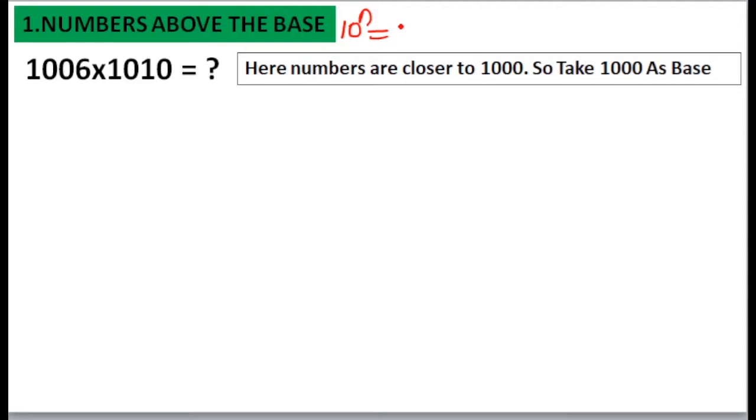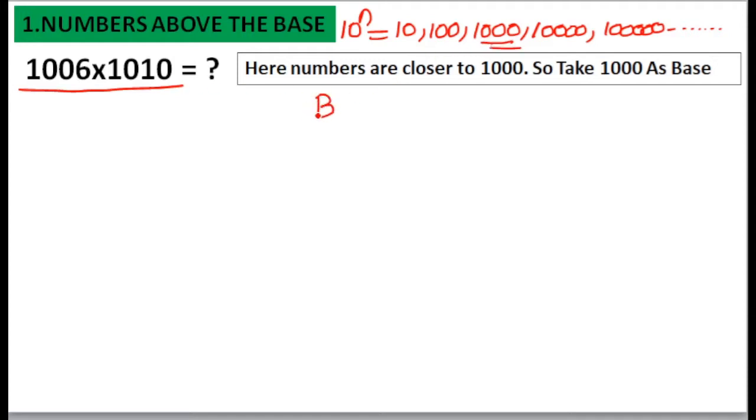We will use tens power as basis. That is, tens power means 10, 100, 1000, 10,000, 1 lakh. So one of these will be your base. Here both 1006 and 1010 are nearer to 1000. So our base will be 1000. Then both these numbers are greater than 1000. That's why the method is numbers above the base.